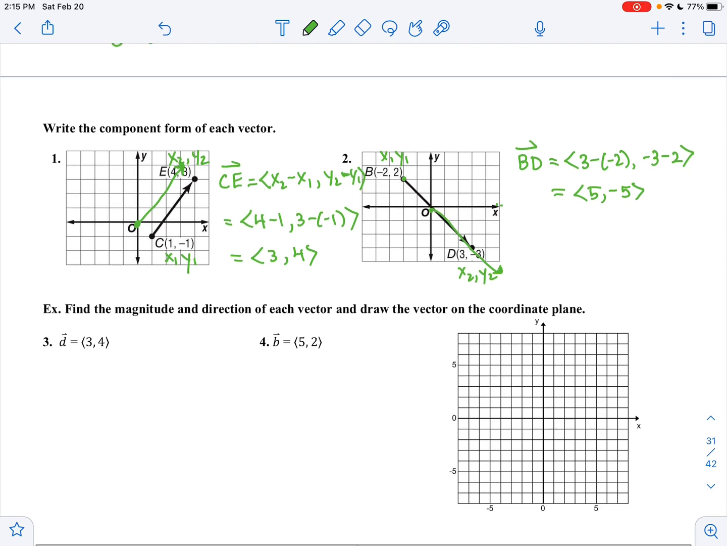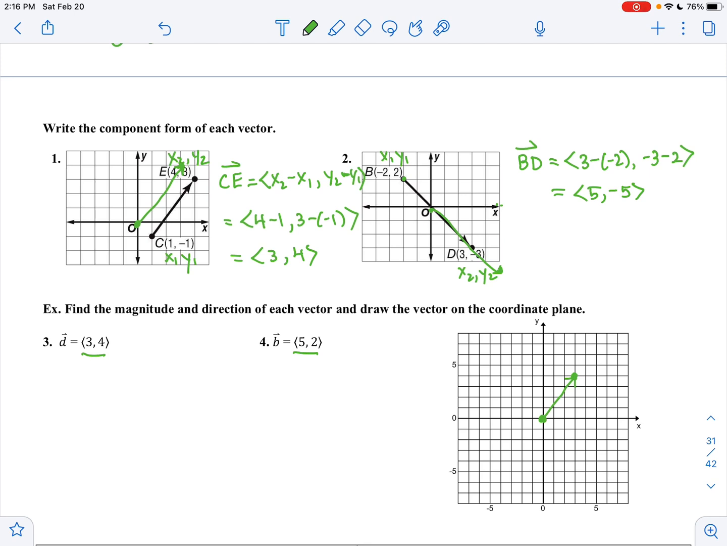Now, down below here, you're given 2 vectors, and we can see it's written in component form. It says draw the vector on the coordinate plane and then find the magnitude and direction of each vector. So just extra practice here. I'll do 3 with you guys to complete our examples. So for this one, we have 3 comma 4. So you go to your coordinate plane, you're going to plot 3, 4. So initial point at the origin, 3, 4 is your terminal point. Draw your vector pointing from initial to terminal point.